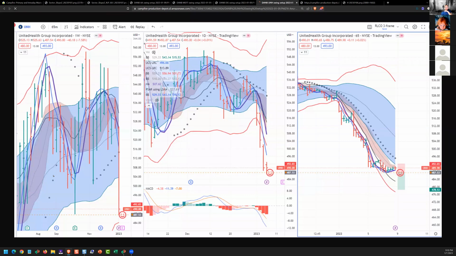United Health has just been getting murdered. And what I want you to notice is the psychology of United Health that was in this little congestion zone here. And then all of a sudden you get one big red. Oh, that's horrible. 2 big reds, 3 big reds. The 4th day down, starting to slow down and find support for a potential turning point.